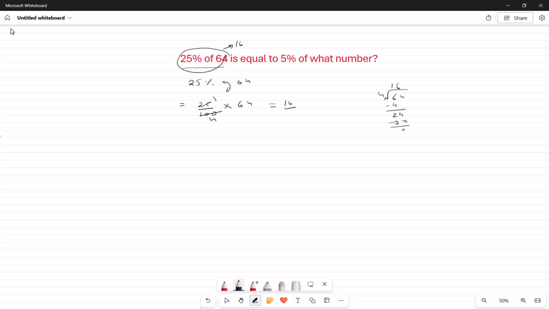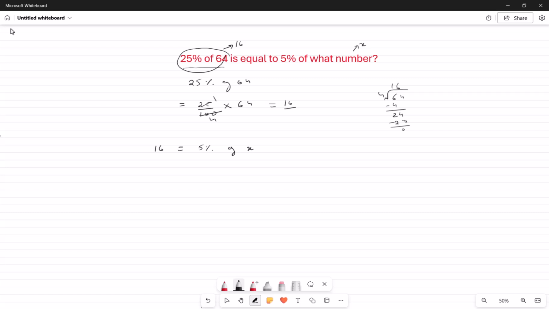Now we know that. Now we have to construct our equation. So we are saying 25% of 64, which is 16, is equal to 5% of what number? So we can construct our equation now. So we can say 16 is equal to 5% of what number? Let the number be x. So x is this number. This is x, because we don't know this number. This is an unknown number.